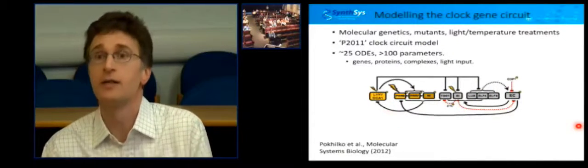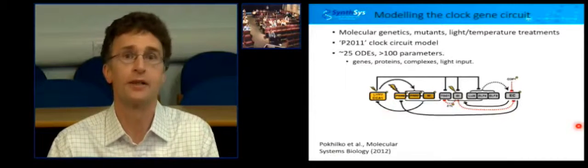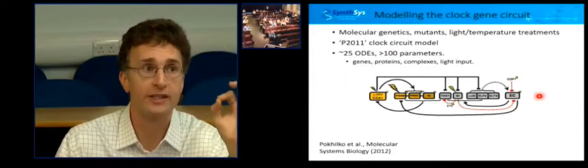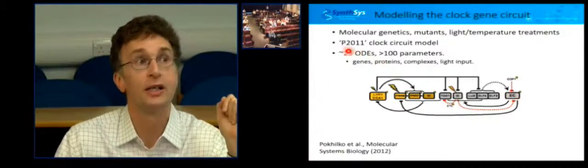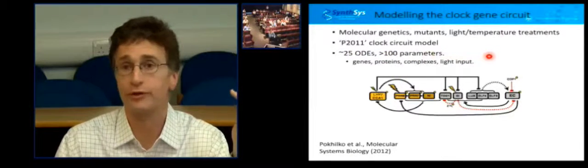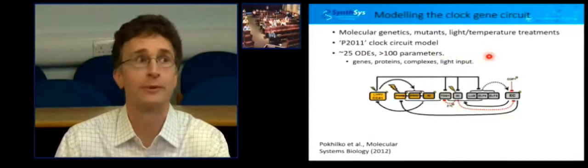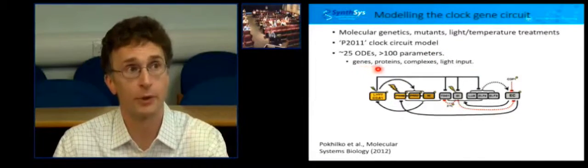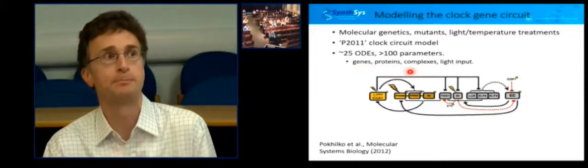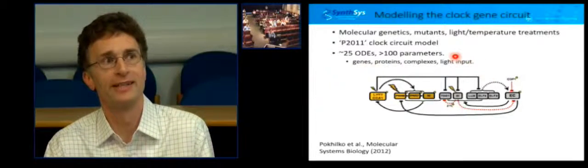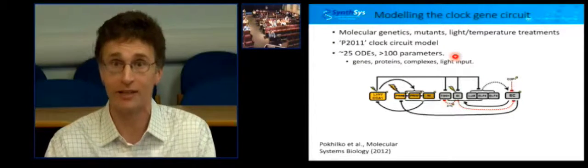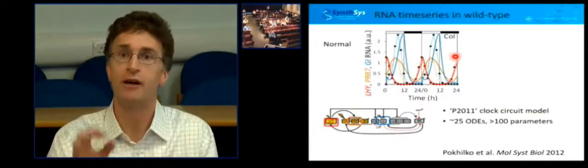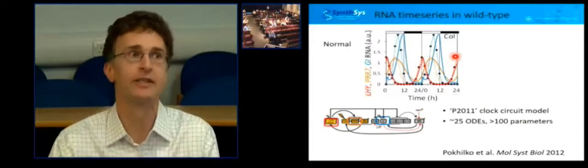So, over several years, my group, working with other collaborators, have built a differential equation model that represents the function of these genes within the clock gene circuit. The P2011 version has order of 25 differential equations, more than 100 parameters, and those equations represent the activity of genes, their proteins, protein complexes, and light inputs. You may ask whether the model is sufficiently constrained, given that large parameter number, and I can tell you that it is, because the model matches fine details of the dynamic behavior in the circuit.